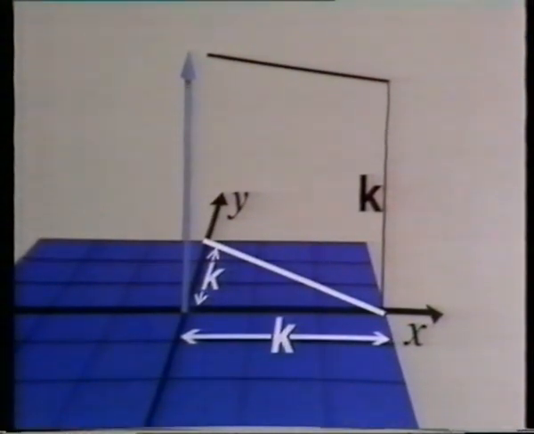And if we vary the value of k, we'll get a family of parallel contour lines, and the height of the section will vary.